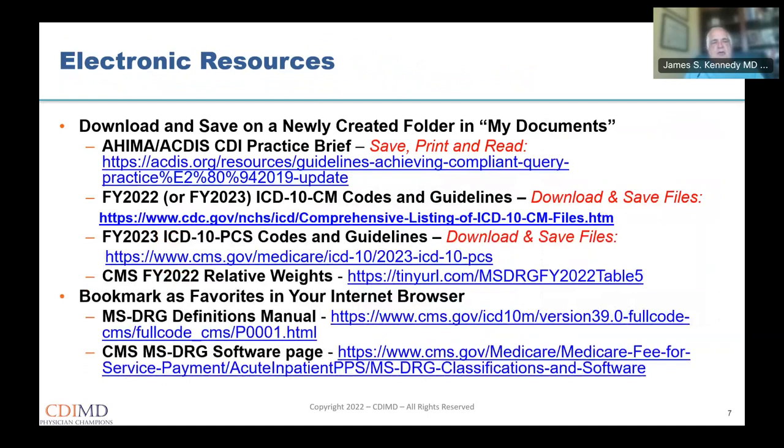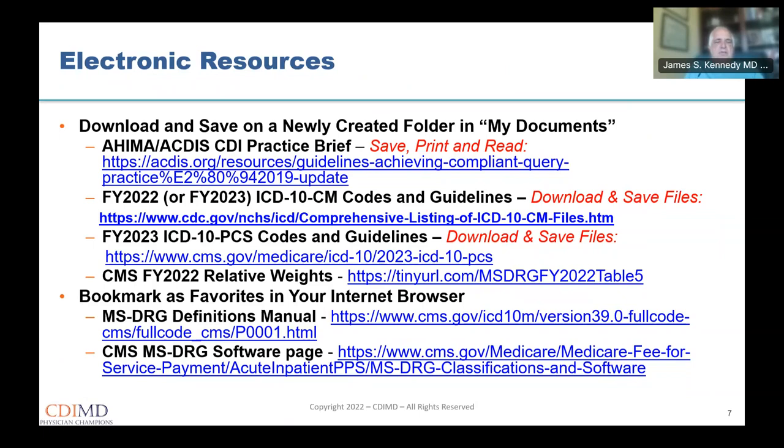We also encourage you to download each of these resources that are at the beginning of your handout, particularly the AHIMA ACDIS CDI practice brief. I cannot emphasize this enough. One needs to memorize what this is saying, and you will be heavily tested on these concepts, because without mastery of this CDI practice brief, it would be very difficult to qualify for a job as a new graduate. So one's ability to articulate what's in this practice brief and to be able to use or discuss the practice brief with a potential employer is of paramount importance. The rest of these are code sets that can be downloaded to your computer.